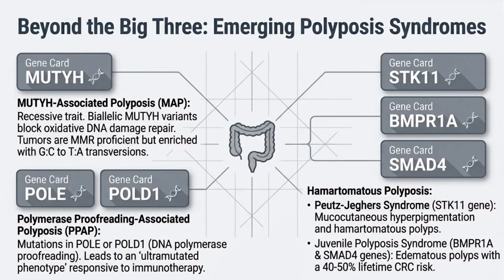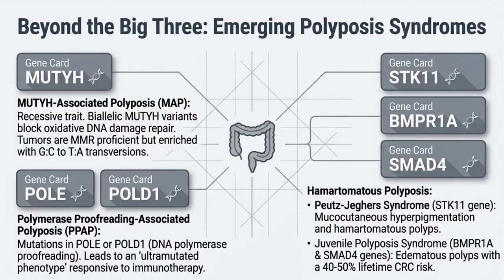Beyond these three, there are other polyposis syndromes that we know, like the hamartomatous polyposis syndromes. Mutations in the STK11 gene cause Peutz-Jeghers syndrome, with mucocutaneous hyperpigmentation and hamartomatous polyps. BMPR1A or SMAD4 gene mutation results in juvenile polyposis syndrome, with hamartomatous polyps and up to a 40 to 50% lifetime CRC risk. Both of these are hamartomatous polyposis syndromes.